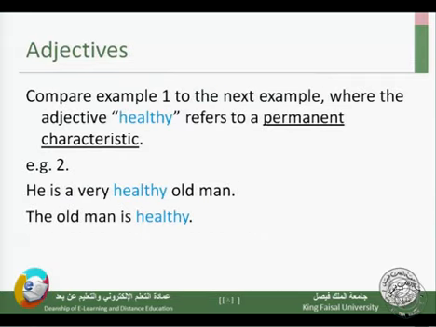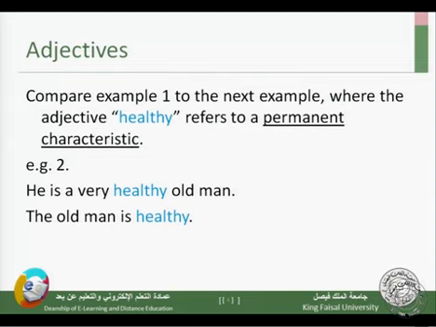Now compare example 1 to the following example, where we use healthy to refer to a permanent characteristic. So he is a very healthy old man. This is a permanent characteristic. So this old man is healthy. He rarely gets sick, so he is a healthy man.